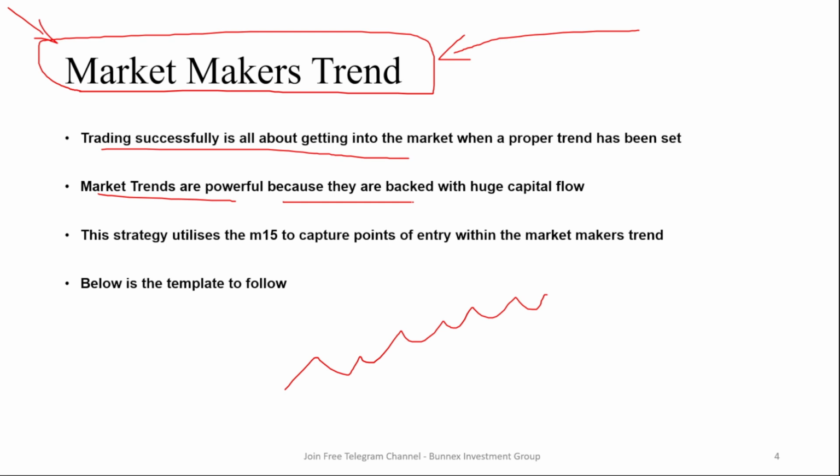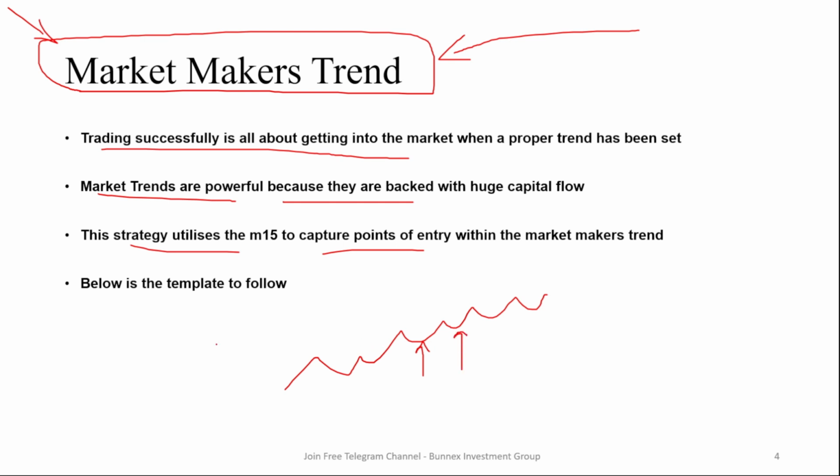We always say market makers have access to large amounts of capital, and if they enter the market, they do not enter with 0.01 or 0.05 or 1 mini lot. They actually enter with thousands of standard lots. So this strategy utilizes the M15 to capture moments of the market makers' trend. We want to be able to join in when these guys are already in the market.